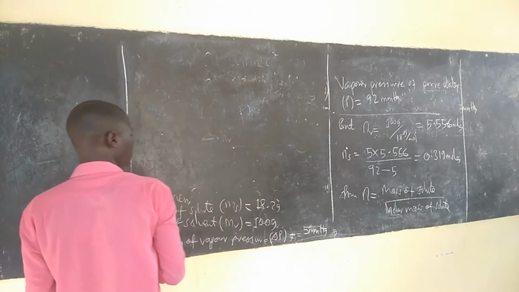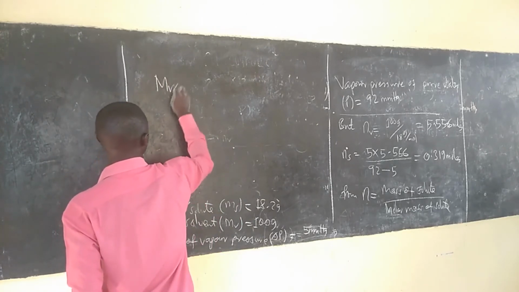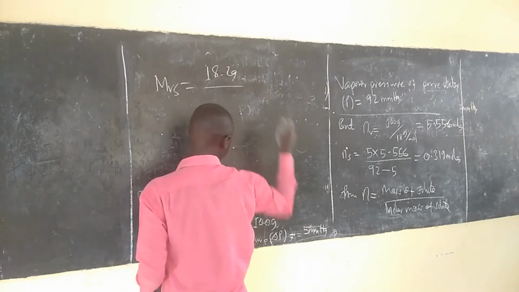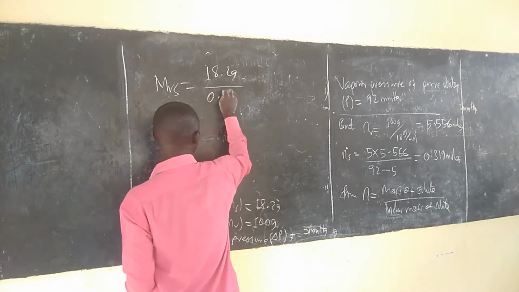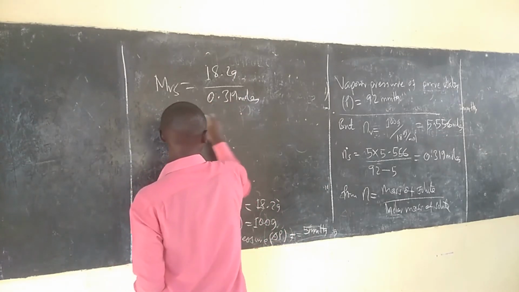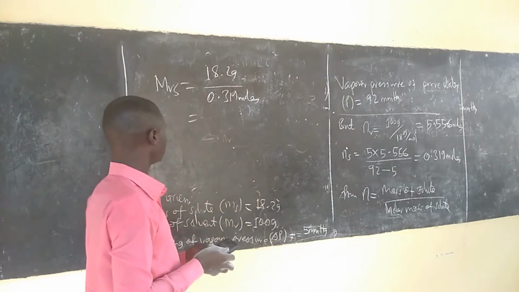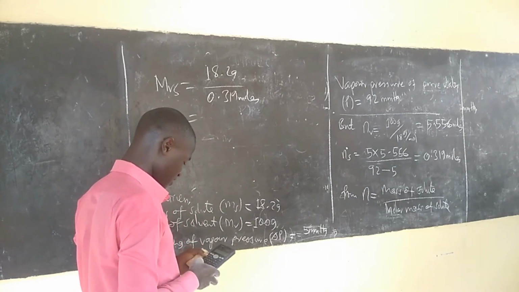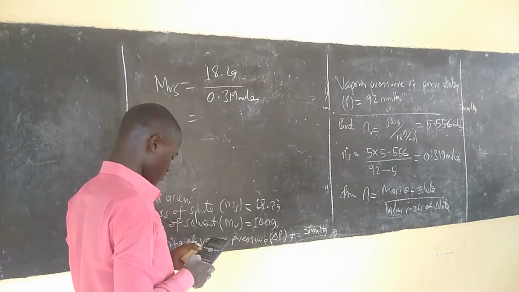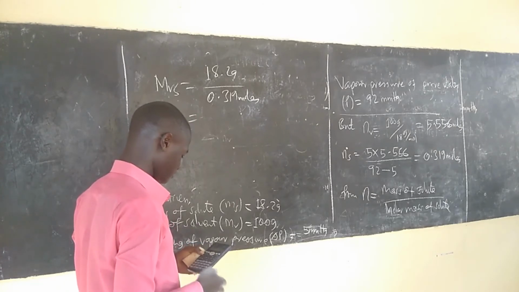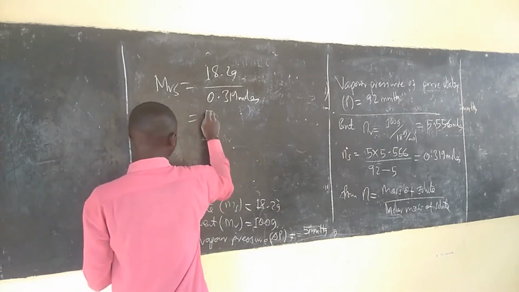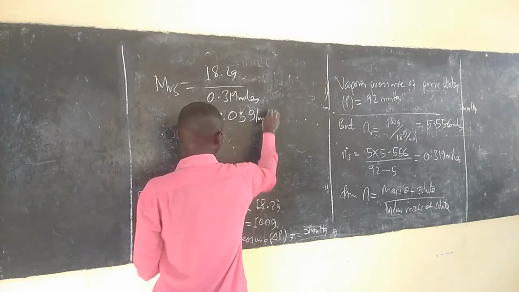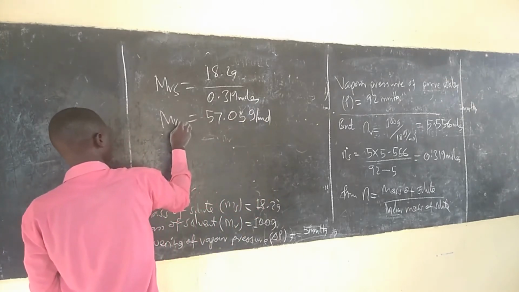So tutapata molar mass of solute is equal to mass of solute, which is 18 milligrams divided by number of moles, 0.319 moles. So you get mass of solute itakuwa sana 18.2 gawanya kwa 0.319 tapata ni 57.05 gram per mole. That is the molar mass of urea.